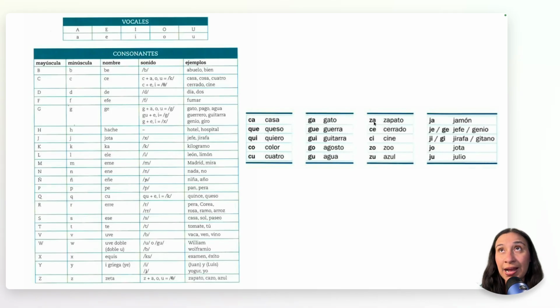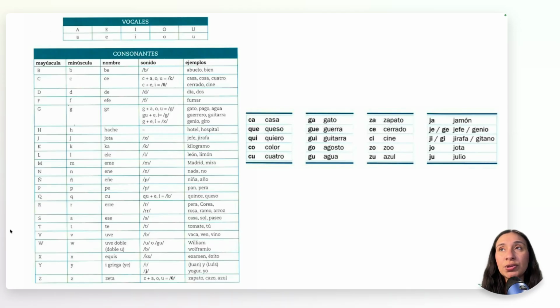Z-A, sa, C-E, se, C-I, si, C-O, so, C-U, su. Sa, zapato, se, cerrado, si, cine, so, zoológico, y su, azul.